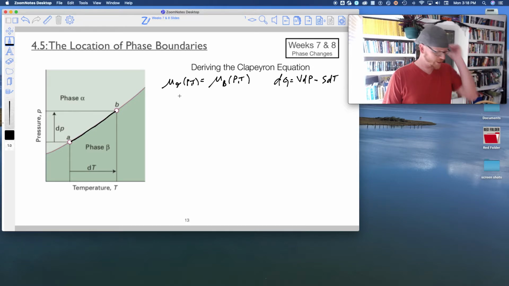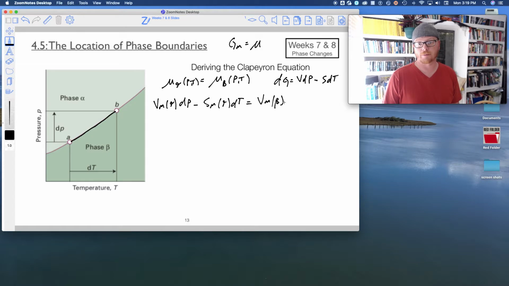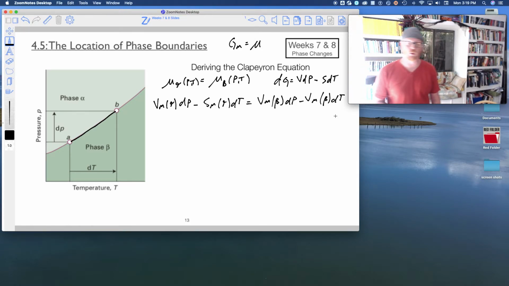So now I'll expand on this relationship, and we're going to go to molar quantities so that we can connect, remember, molar free energy equals chemical potential. So now, the molar volume of phase alpha times dP minus the molar entropy of phase alpha times dT equals the molar volume of phase beta times dP minus the molar entropy of phase beta times dT. So we just set those two things equal to each other.